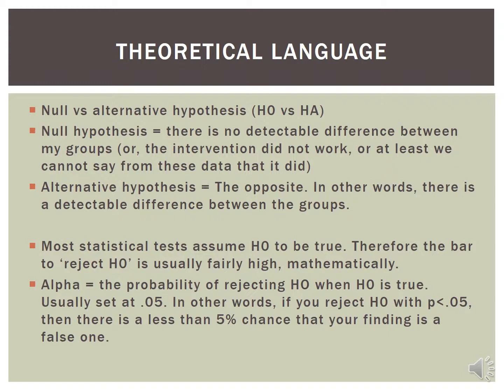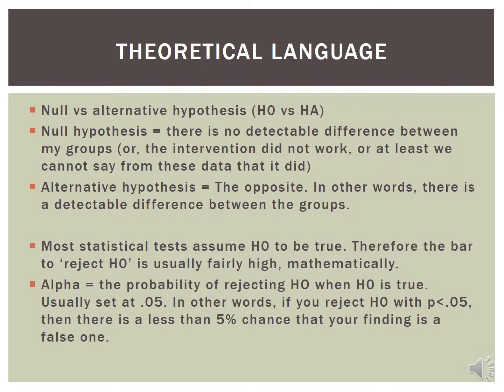And alpha is the probability of rejecting the null hypothesis when the null hypothesis is true. In other words, the probability of mistakenly rejecting the null hypothesis. This is usually set at 0.05, which you may recall that when you read articles, usually p less than 0.05 means it's significant, and this is sort of the parallel language for statistical testing. So in other words, if you reject the null hypothesis and you have a p less than 0.05, then that means there's a less than 5% chance that your finding is a false one. So that's the way to think about the 0.05 in terms of statistical language.